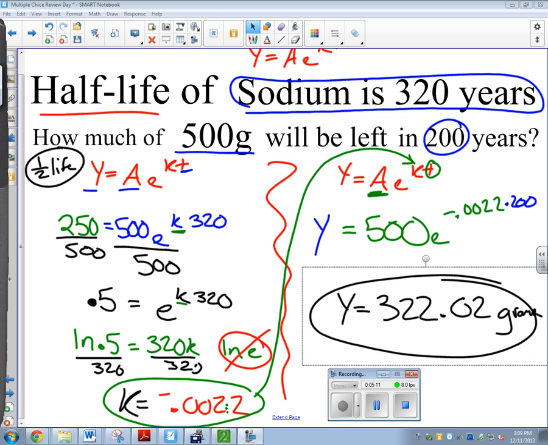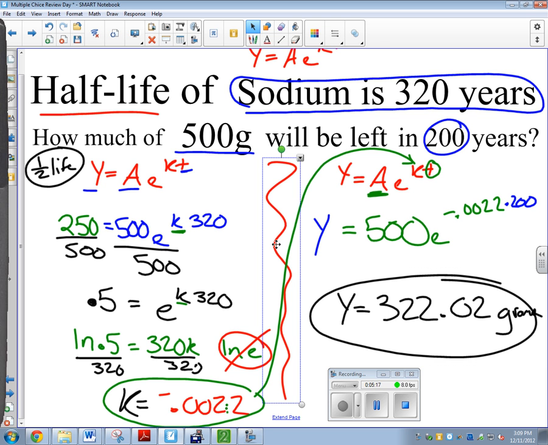So there's half-life problem. Big thing here, remember, it says half-life, so I cut my problem in half. The first problem, I'm going to solve for k, and then once I've solved for k, then I plug in and solve for my final answer.